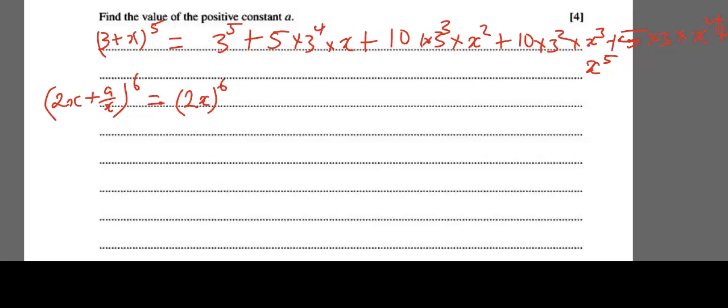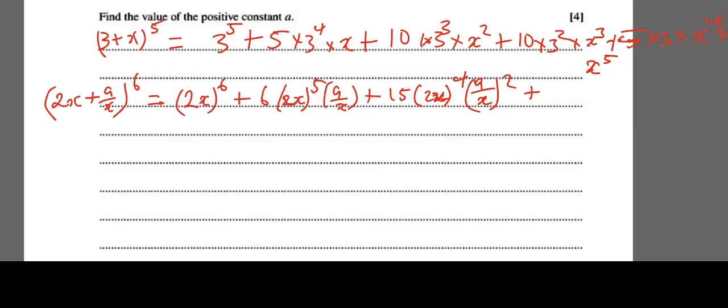2x power 6 plus 6 into x power 5. Then we are going to put a divided by x, plus, now we are going to have 15 into 2x. So we have 2x power 5, so this becomes 2x power 4. Then a divided by x squared.